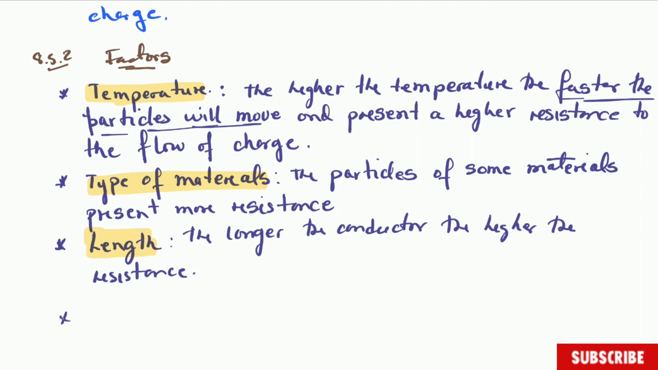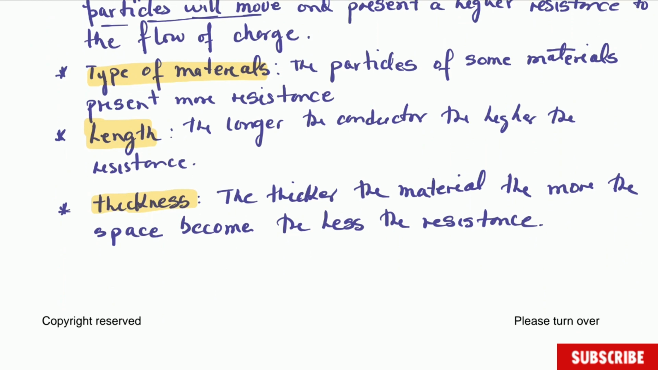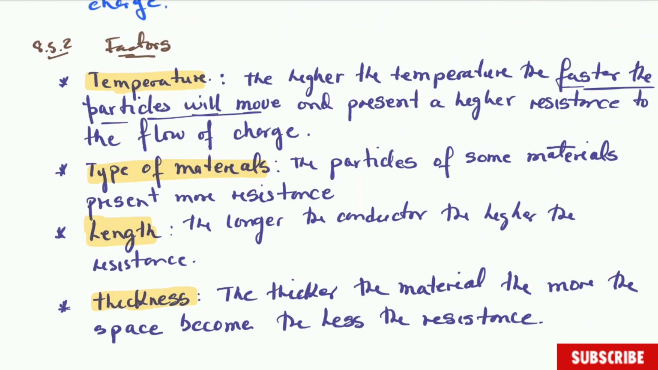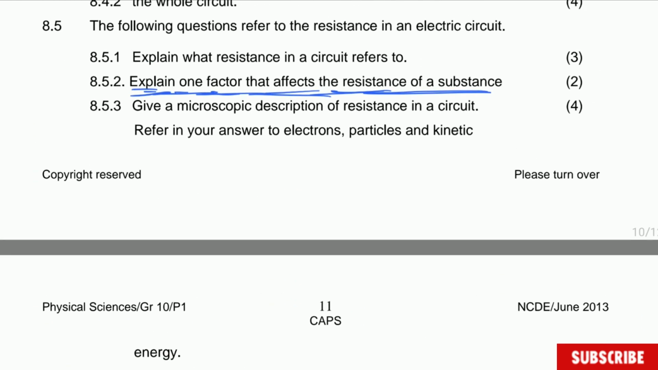And the last one, guys, is the thickness of the conductor. The thicker the material, the more space there will be for the electrons, the charge, to flow, therefore the less the resistance. So guys, these are the 4 factors. You don't have to mention all of them in this question. This question is asking only for one factor. Explain one factor, however they are all of them.